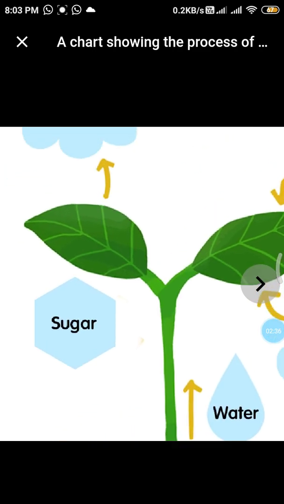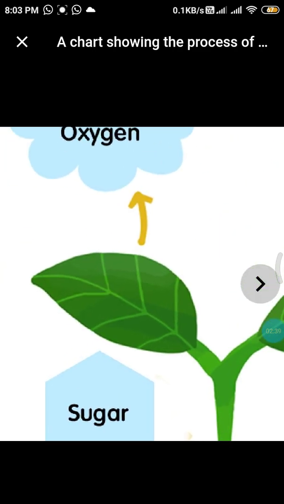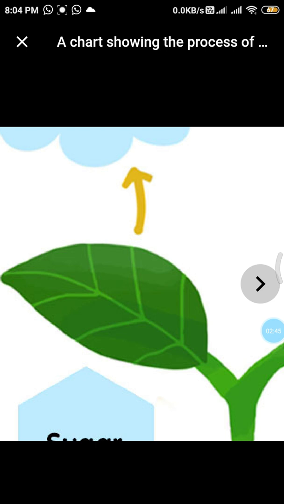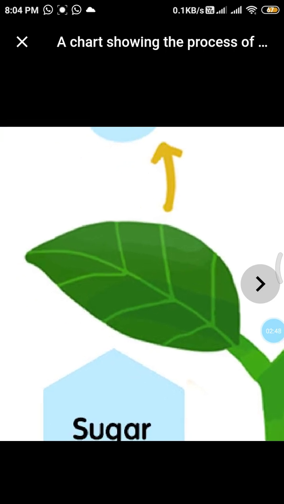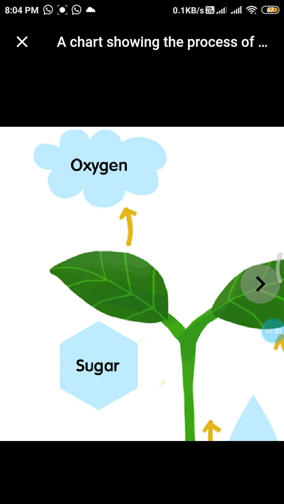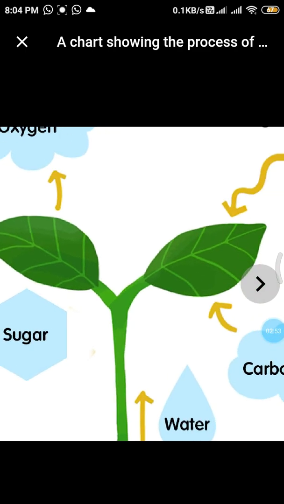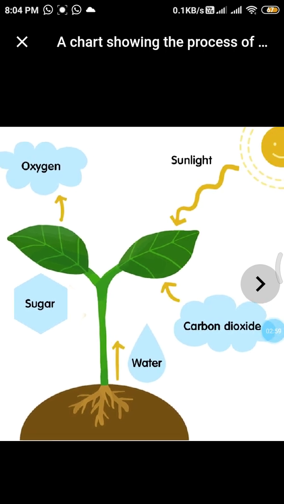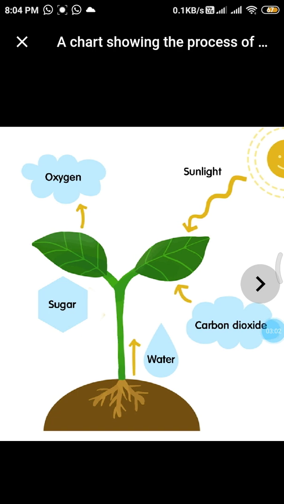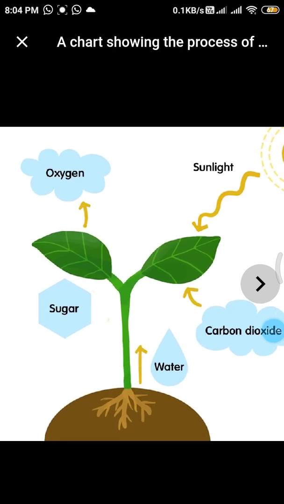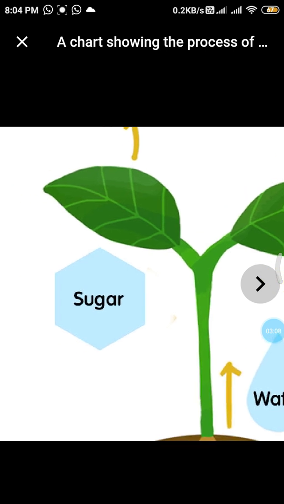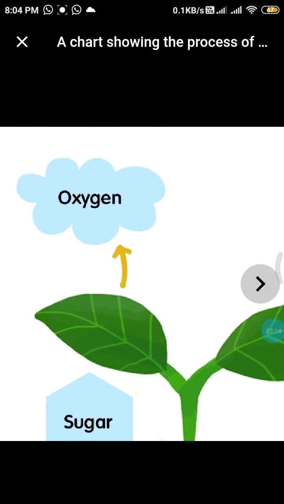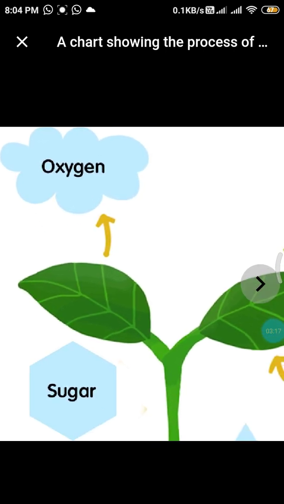After absorbing, all the leaves are green in color because they have a pigment in their leaves known as chlorophyll. Due to the chlorophyll, they are green in color. With the help of this chlorophyll, by using water, minerals, carbon dioxide and sunlight, they prepare food in the form of sugar. Along with the food, they release a gas outside known as oxygen gas.